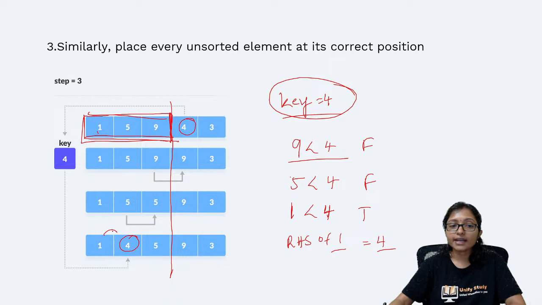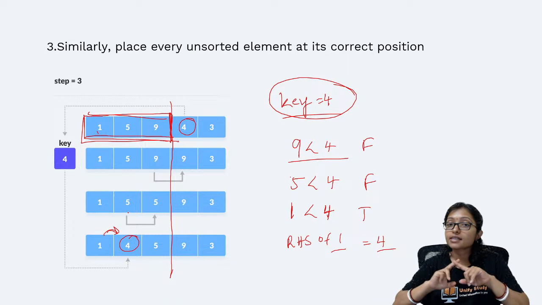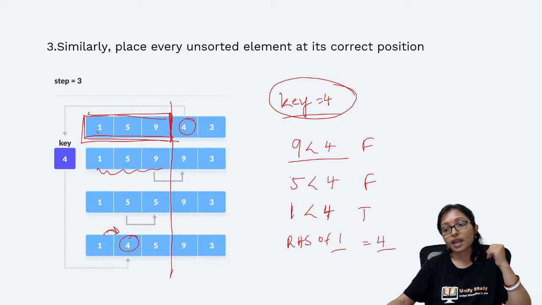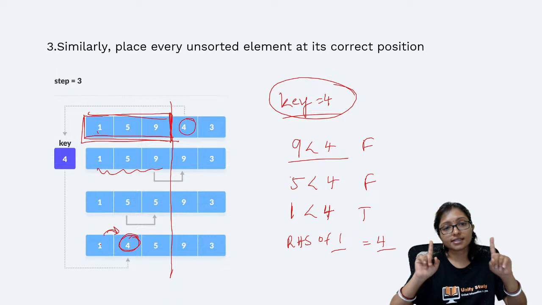Got it? This is the ultimate game. Unnecessary traversing we are not doing. Unnecessary comparison we are also not doing. Whenever I get the correct place, I am going to place it here, because I already know this is my sorted array. As it is my sorted array, this is less than, which means I can place it. So I place 4 here. Is this clear? This is the main difference between insertion sort and selection sort.